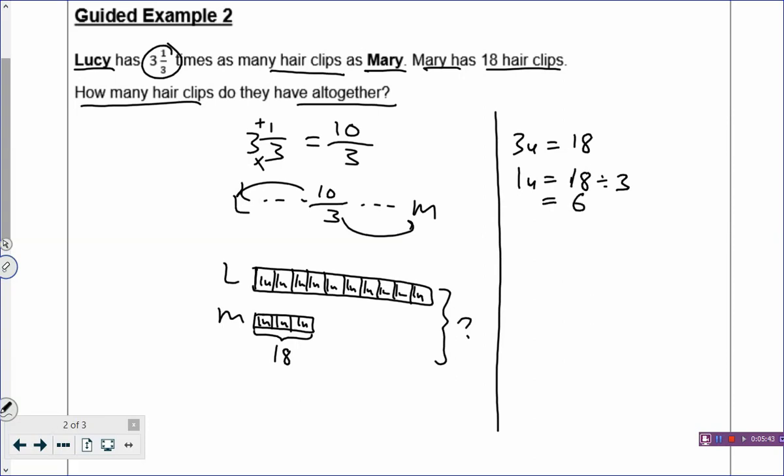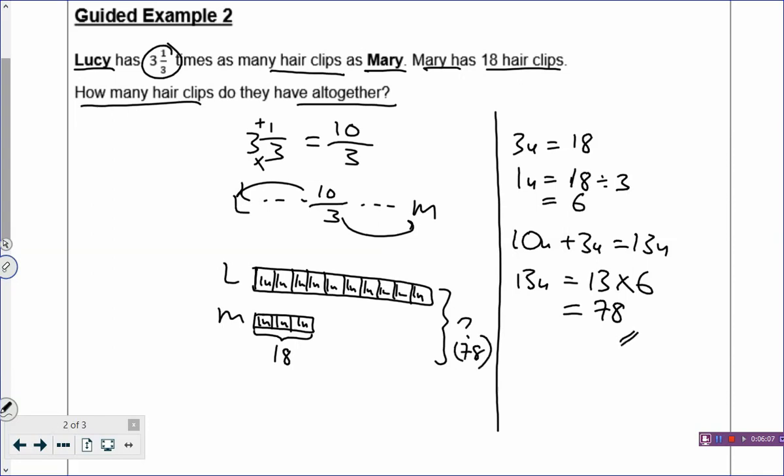So how many units do they have all together? So you count the units. Lucy has 10 units, Mary has 3 units, so altogether they have 13 units. And how many is 13 units? So you go back to 1 unit, which is 6, and you take 13 times 6, and you will get 78. So they have 78 hair clips altogether.